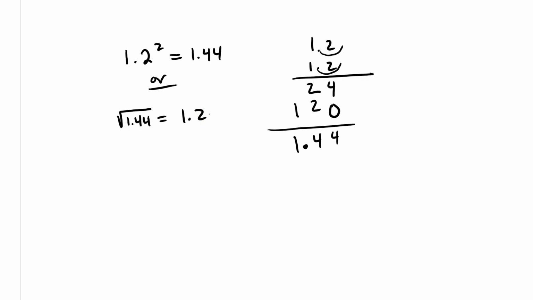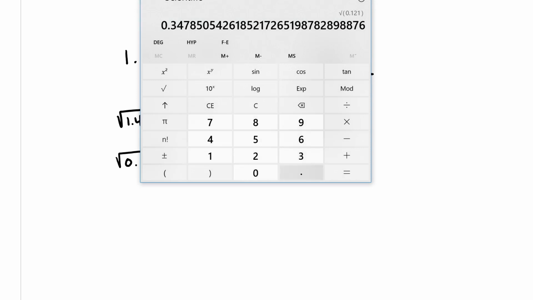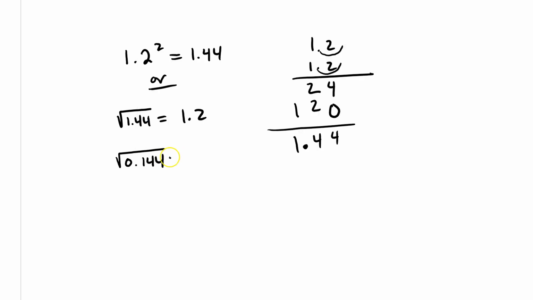So let's look at this for a second. Does that mean that if I take the square root of 0.144, it's going to be some kind of representation of 12? Well, let's just see. So 0.144, and I find the square root of that. It's not. It's 0.379. So it just means that this one right here is not a rational number.